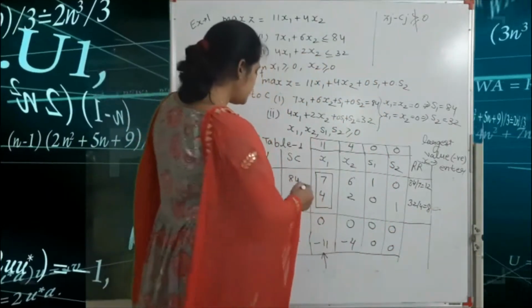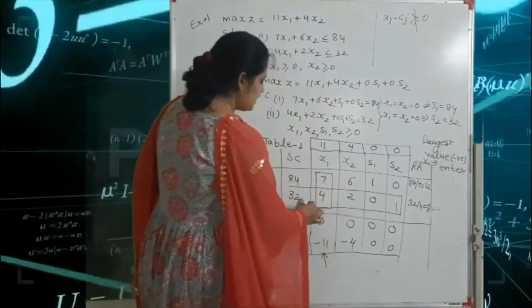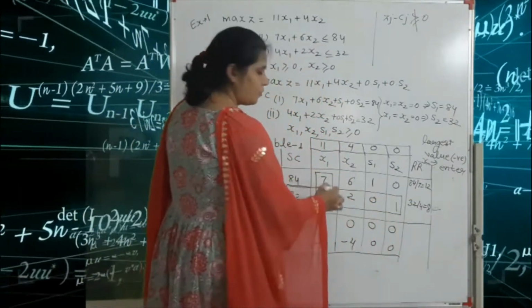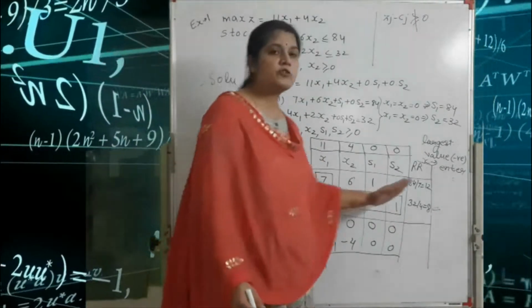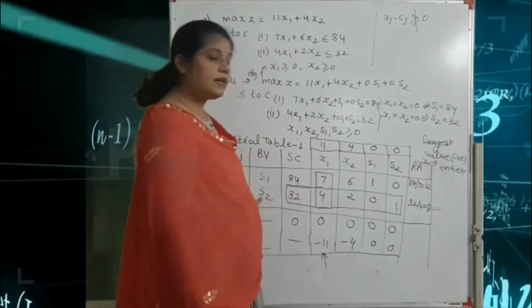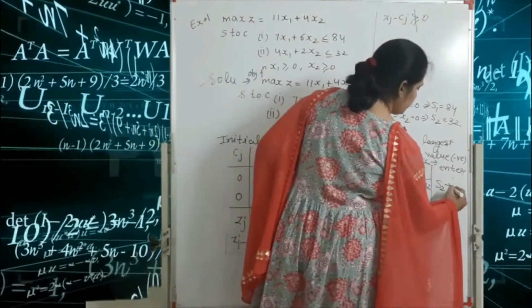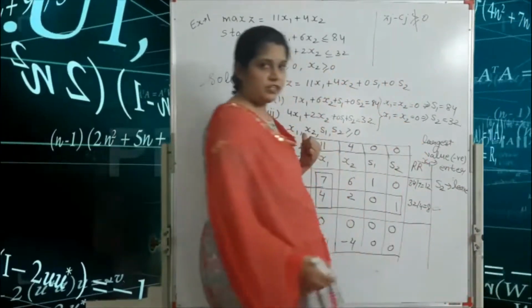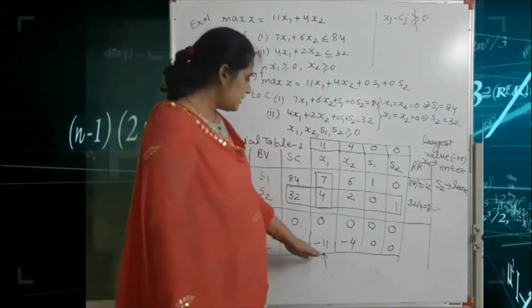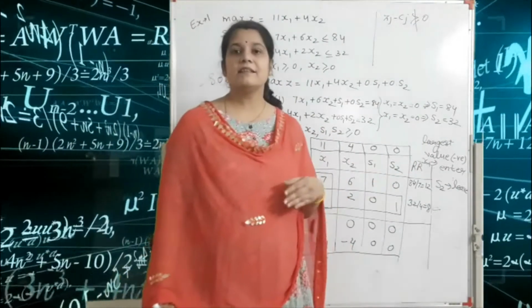So this is the key row. According to the key row, we give this variable, that means S2 leaves. So for the initial table, or table 1, the x1 variable is entered and the s2 variable leaves.